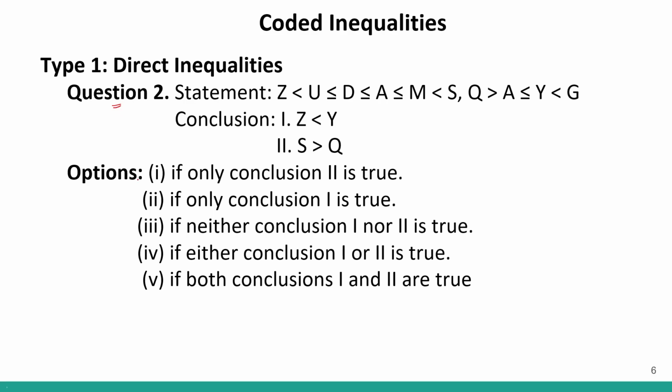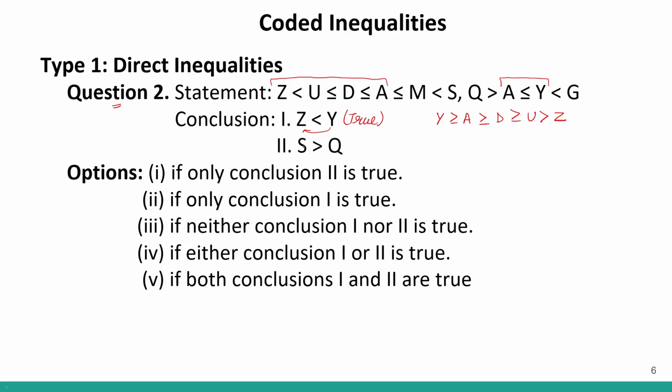Looking at question number 2. Conclusion 1 says Y is greater than Z. So we will move from Y to Z. If I move from Y to Z, I can see a relationship between Y and A, and a relationship between A and Z. So if I write this, it is given to us that Y is greater than or equal to A, A is greater than or equal to D, D is greater than or equal to U, and U is greater than Z. Based on this information, I can say definitely that Y will be greater than Z. So this will be true.